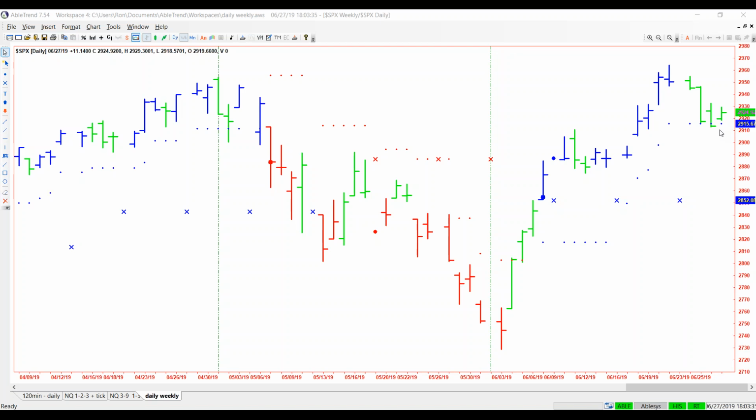It doesn't matter if you're trading Forex, day trading, or swing trading. The exact same rules apply to every chart. The same colors and dots and X's are on every chart, and they mean the same thing. So it's really simple. Once you understand one chart, you understand every chart. Doesn't matter what market it is or what time frame.